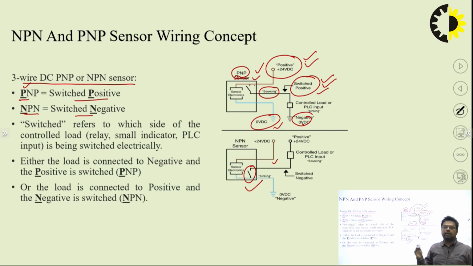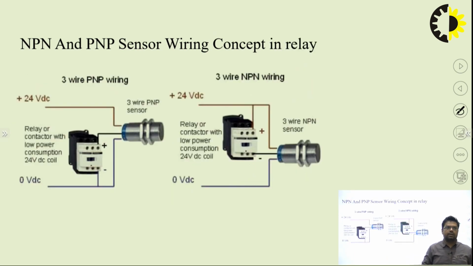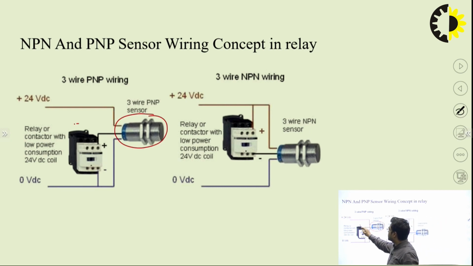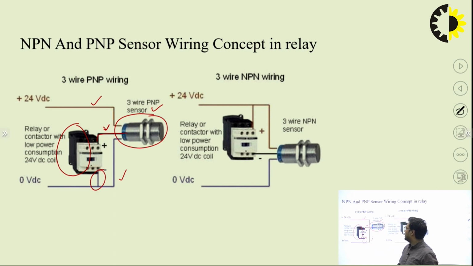That concept is used in wiring when interfacing any PLC or any kind of device. For example, this is the motor and this is the sensor, which is connected to some contactor. We will find 3 wires: 24 volt positive, the output, and 0 volt. The output will be positive because this is a PNP type of sensor, so the load will be negative. On the other hand, if this is an NPN type of sensor, the output will be negative, so the load is connected to the positive terminal.